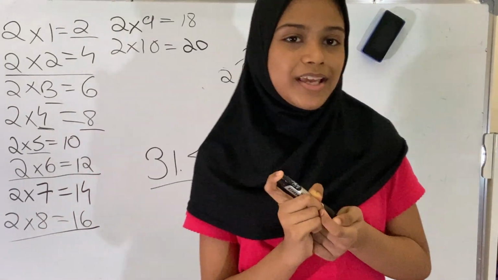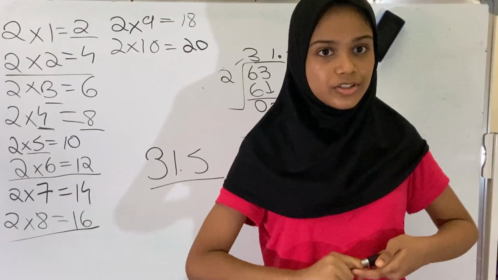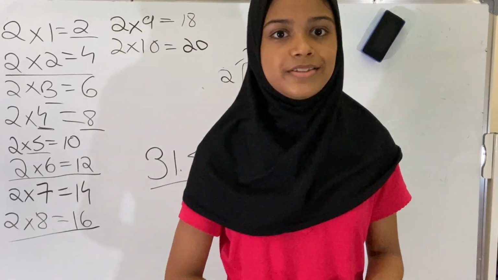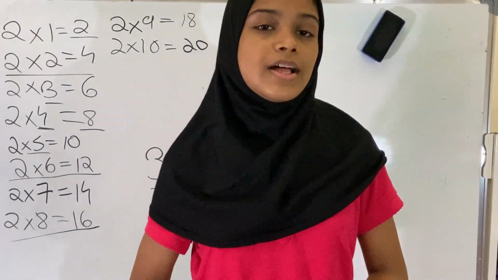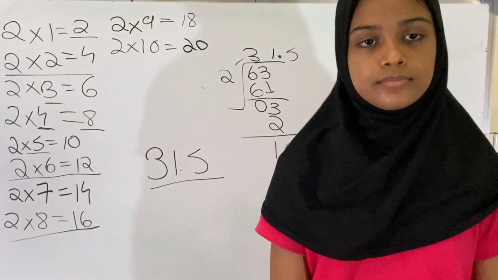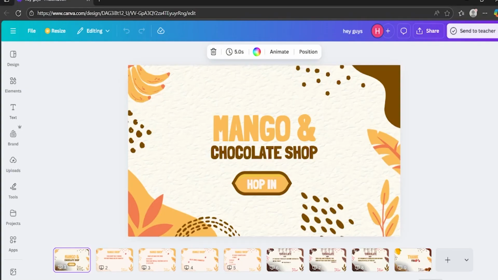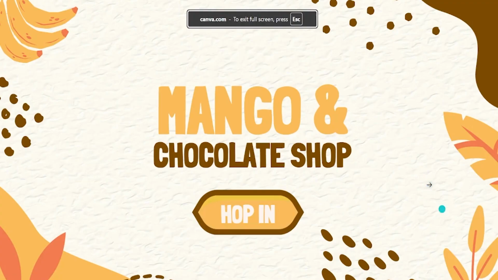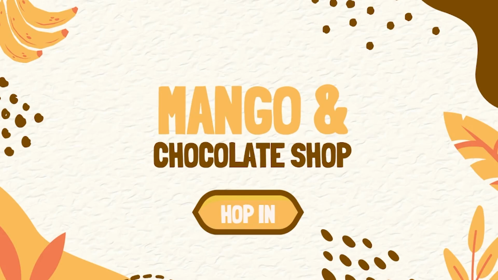Okay, now let's get to the fun part. I'm going to give some fun questions. It's really simple. Let's get into it. Okay, so this is a fun way to be doing multiplication. So I'll be asking some questions in here, and this is my mango and chocolate shop. It's really fun. So let's hop in.